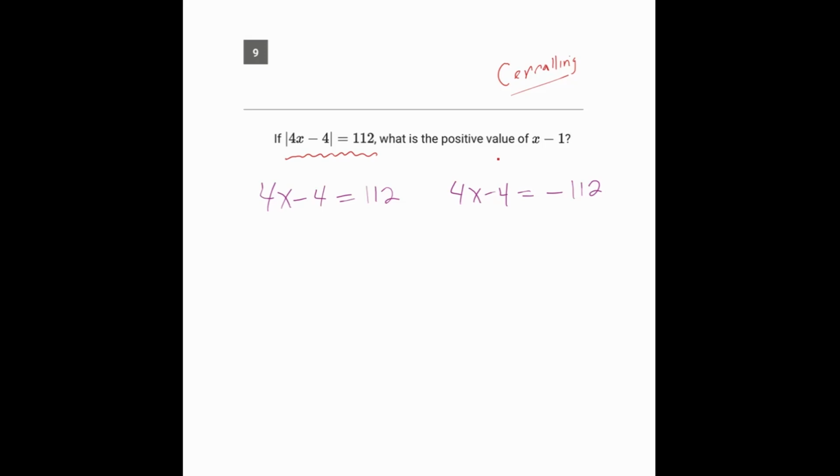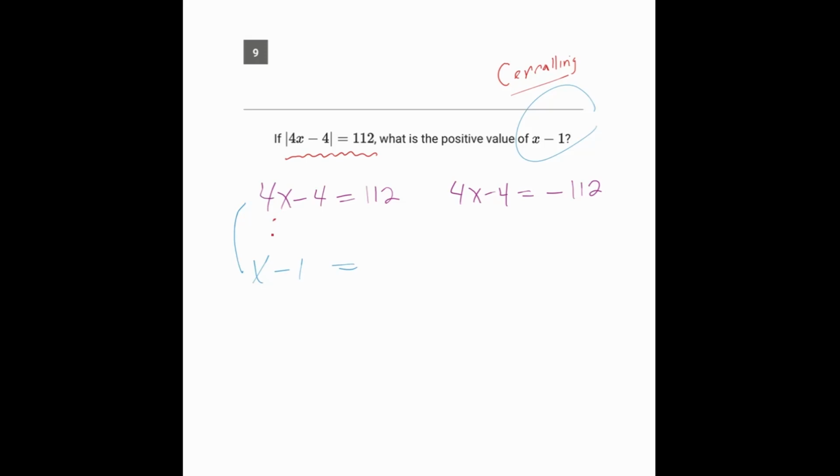And so often the SAT will not ask you for x, but for something like this, for x minus 1 or 4x plus 5 or something very random like that. And if you can help it, you should go directly from what you have to what you need. So how can we go directly from 4x minus 4 to x minus 1? Well, coincidentally, there's a factor of 4.